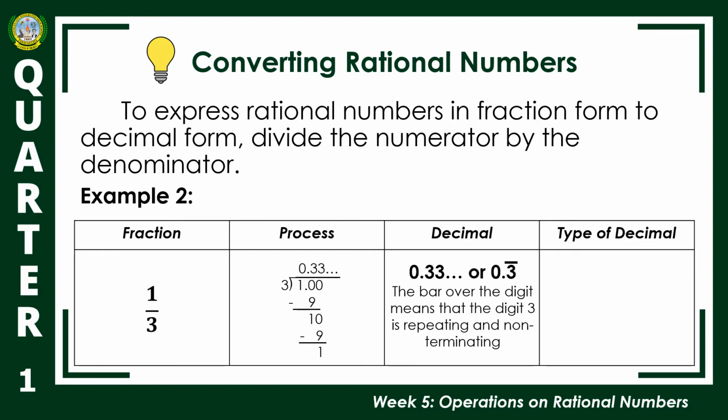Okay? So, ano yung klase ng decimal na ito? This is what we call a non-terminating repeating decimal. So, non-terminating means wala siyang katapusan. Okay? And repeating means yung digits niya paulit-ulit lang. Okay? So, ito po yung kabaliktaran ng una. It's a non-terminating decimal, which is also a repeating decimal. Next.